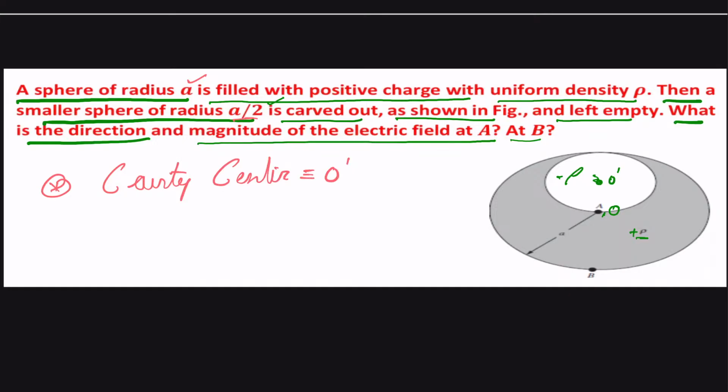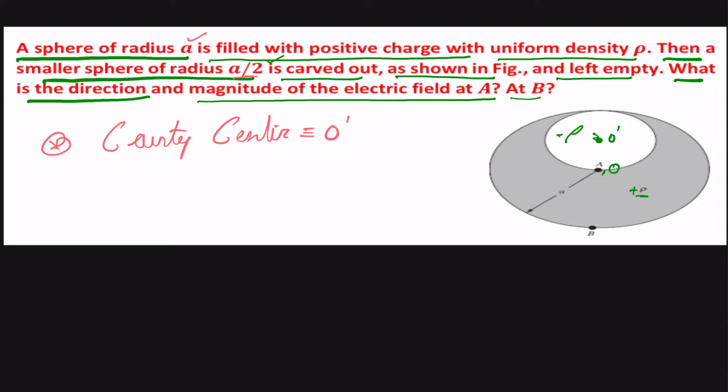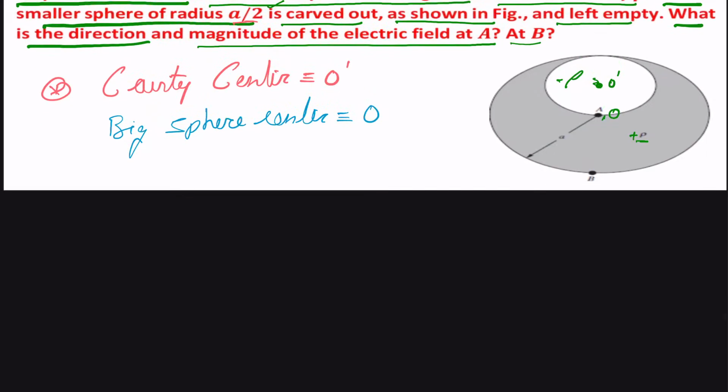Okay. So based on this, we can write that the cavity center is O prime, and the big sphere center, let us suppose, is our O. Therefore, we can write that the distance between O and O prime will be equal to A by 2. Okay. And please remember, this point O is overlapping with our point A. Okay. We have to remember this case.